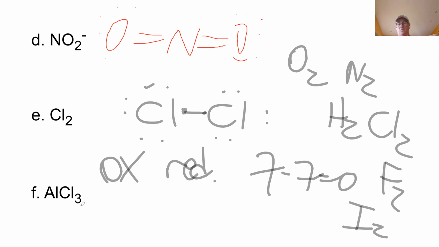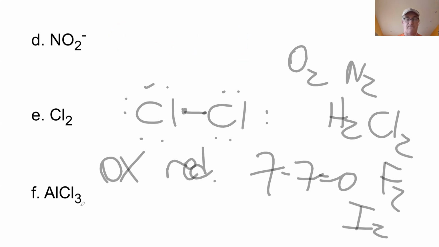Let me erase this. So one of the oxygens has 2 lone pairs and 1 radical, and the other one has 3 pairs. They can't have more than 8 electrons. That just can't be done. So the only place you can put that is in the middle.